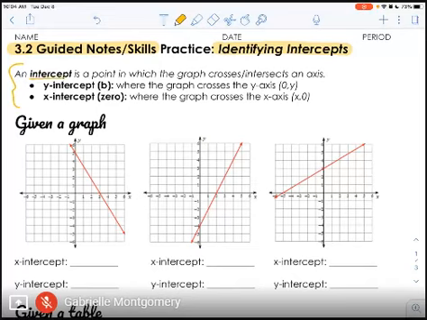An intercept, remember, is a point where the graph crosses an axis. You can simplify that definition a little bit, but that's the main idea. And we have two axes, x and y. So we have two types of intercepts. We have a y-intercept, which is where the graph crosses the y-axis, and we have an x-intercept, which is where the graph crosses the x-axis. Like I said, you can copy those definitions down if you'd like to.